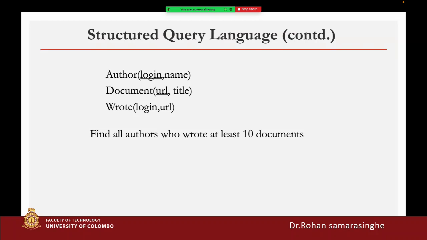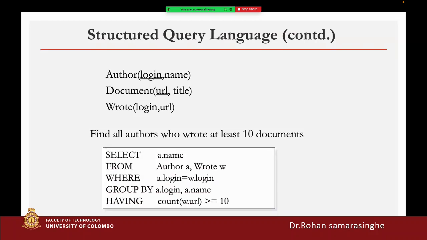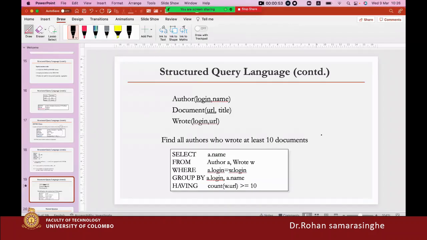So how do you write that one? The condition is at least 10 documents. In this case, you will have to write it, as I explained in the previous classes. If you have to use multiple tables, multiple relations, you had better write it like this: Author A, wrote W. You can represent this letter from wrote, and this letter from author.